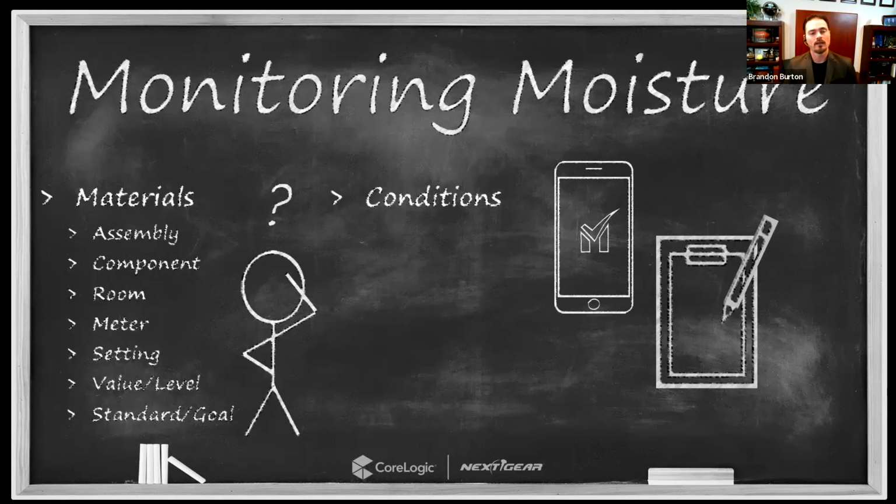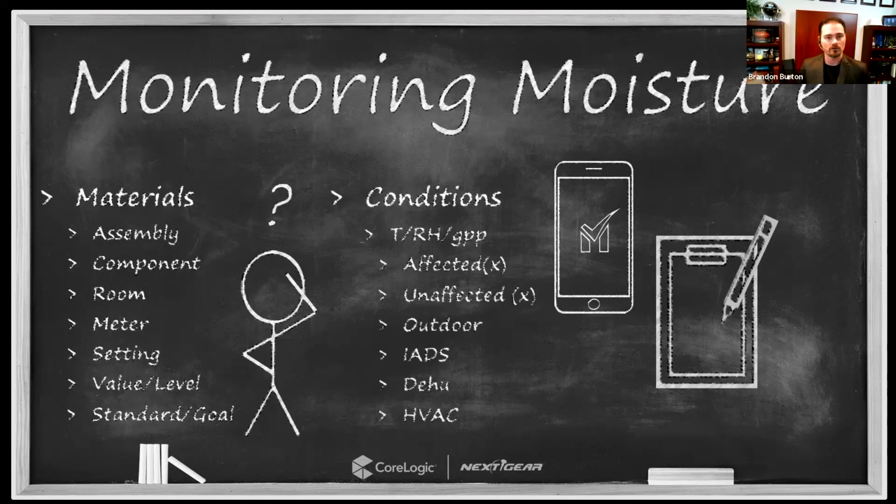at a bare bones minimum. In terms of conditions, temperature, humidity, et cetera, we need to have temperature, relative humidity, grains at a minimum, dew point and vapor pressure, very nice. An affected area or areas, unaffected area or areas, the outdoor. If you're running inter-air drying systems, we need to understand what they're doing, any dehumidification systems, any HVAC systems. Again, just bare bones minimum for what needs to be collected.